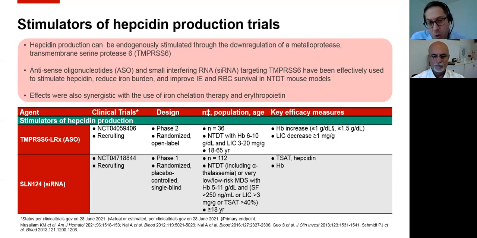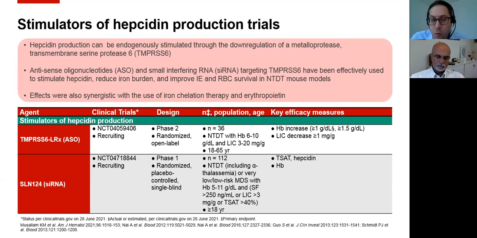But in most of the mouse models that were tried, you also see the effect on hemoglobin, because we know that we have a bidirectional relationship between iron overload and ineffective erythropoiesis. So these agents are now being evaluated in NTDT for a primary endpoint of hemoglobin increase, because as much as they prevent iron overload and can lead to iron decrease, they also improve hemoglobin level, and that's what they're being evaluated for. There were some studies started with the use of mini-hepcidin, but mostly in TDT patients.